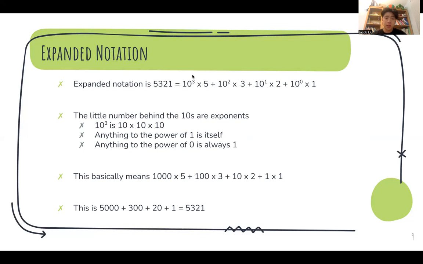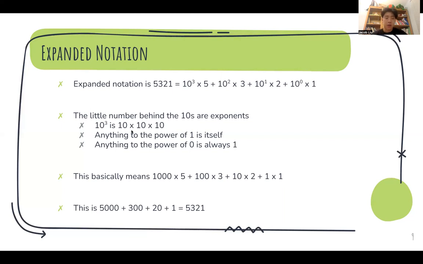Now, you may notice these little numbers behind these tens, and you might not have seen those before. So these little numbers are called exponents, and they can be said in many different ways. So this 10 with a 3 exponent above it can be said as 10 to the third power, 10 to the power of 3, or 10 cubed. But for now, I will just refer to these as 10 to the power of 3, 10 to the power of 2, 10 to the power of 1, and 10 to the power of 0 in the future.